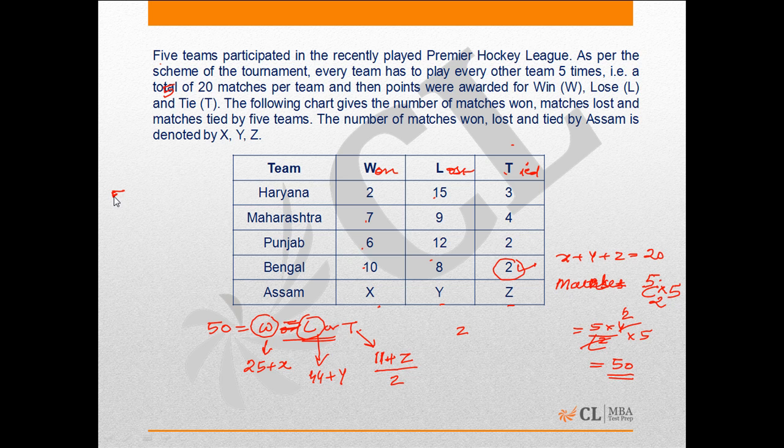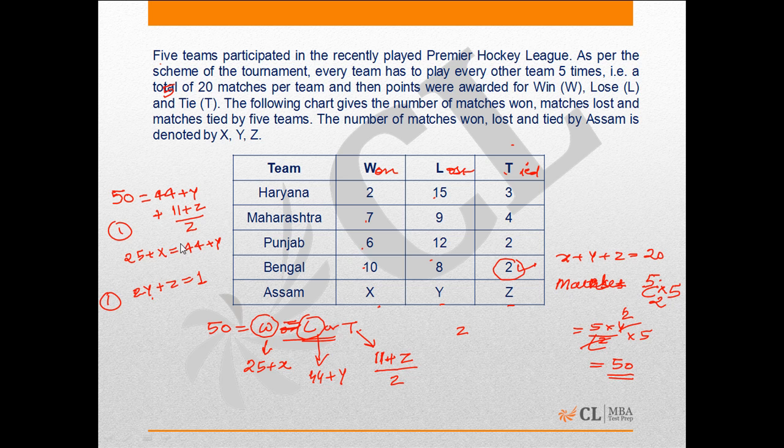So first of all, let's say total number of matches played is equal to total number of losses plus number of ties. So number of ties is 11 plus z whole divided by 2. Also, total number of wins is equal to total number of losses. Right? Now let's solve the first equation. So on solving the first equation, we will have this as 6y plus z is equal to 1.